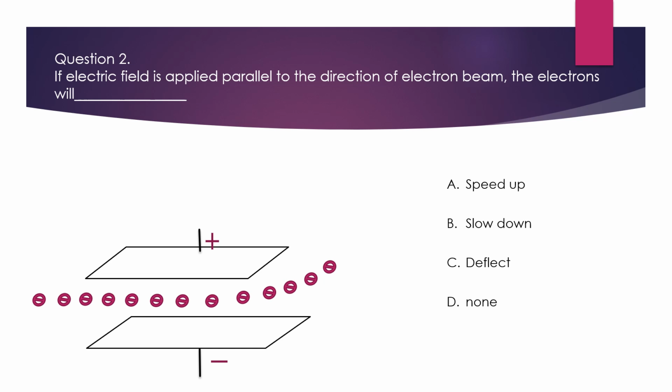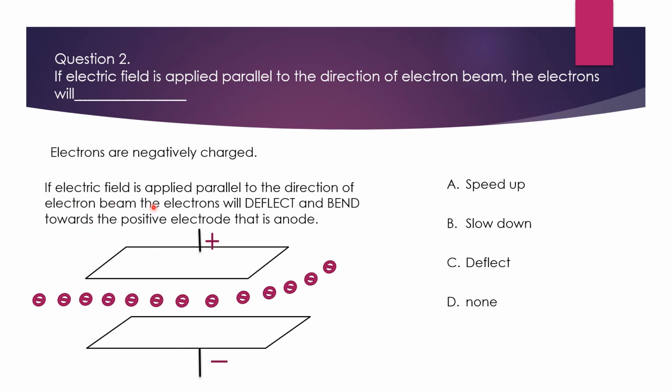Question 2. If an electric field is applied parallel to the direction of the electron beam, the electrons will. Electrons are negatively charged, so this is a negatively charged electron beam. If an electric field is applied parallel to the direction of the electron beam, the electrons will deflect and bend toward the positive electrode, that is the anode. The electron beam will bend toward the anode. So the correct option out of the given four is option C.